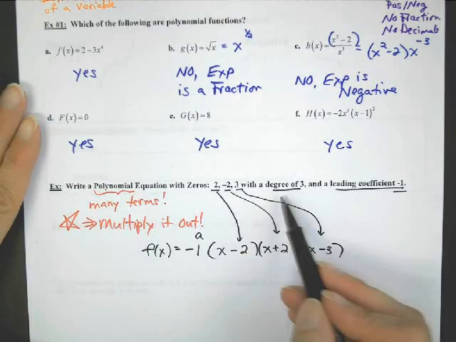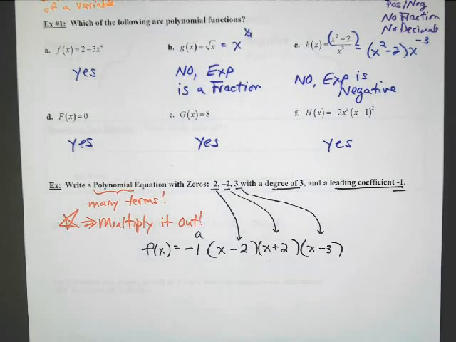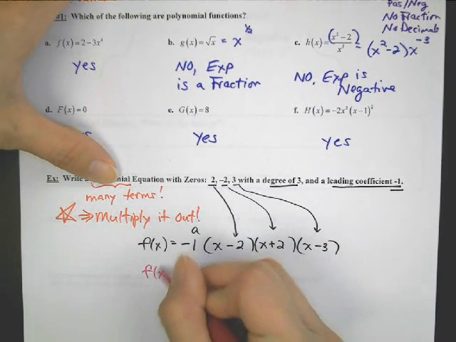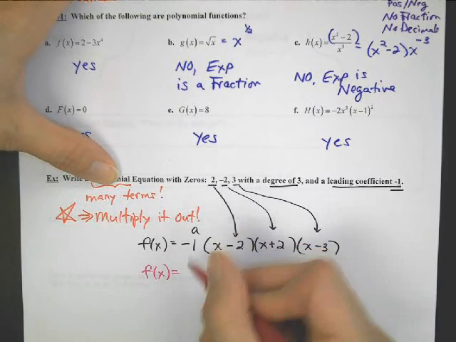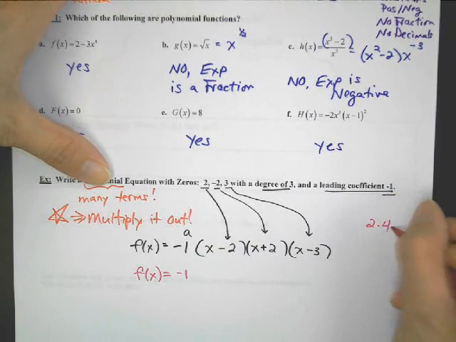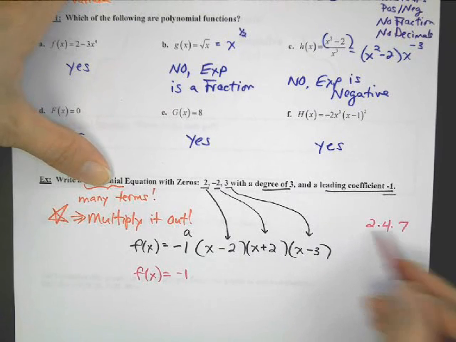Isn't this going to make a degree of 3? x times x times x makes x cubed. But remember, it has to be a polynomial. We have to multiply it out. So let's go ahead and find the easiest way to multiply. Don't forget to write your f of x. Negative 1 I'm just going to save for later. I can't do all 3 at once. It's kind of like saying 2 times 4 times 7. You can't multiply all at once.